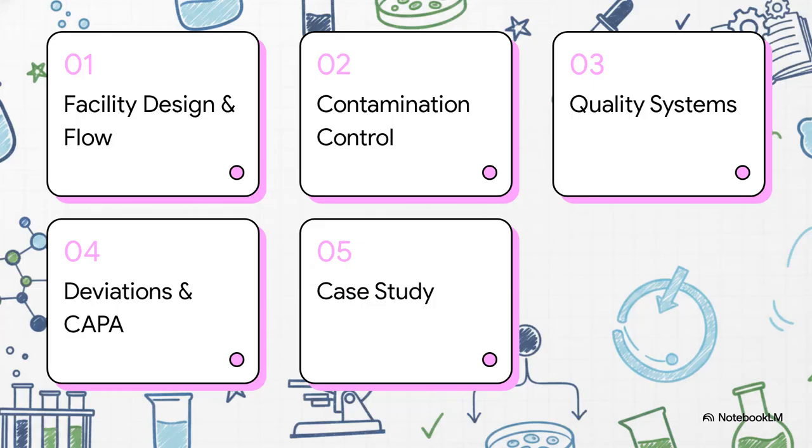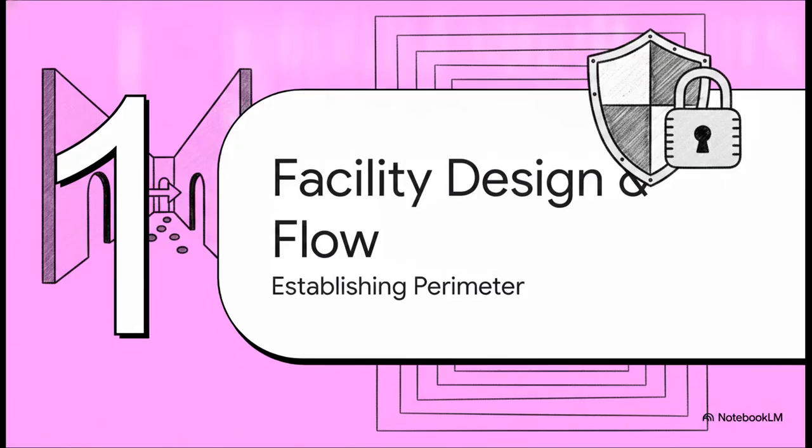Okay, so let's look at the blueprint for our fortress. We're going to cover 5 main areas: facility design and flow, layered contamination control, the pharmaceutical quality system, deviations, CAPA, and change control, and finally, applying the quality mindset. Starting right off with Section 1, Facility Design and Flow, establishing the perimeter.